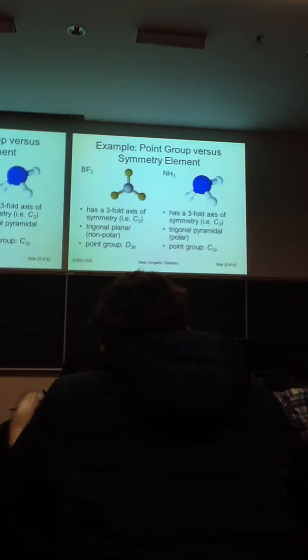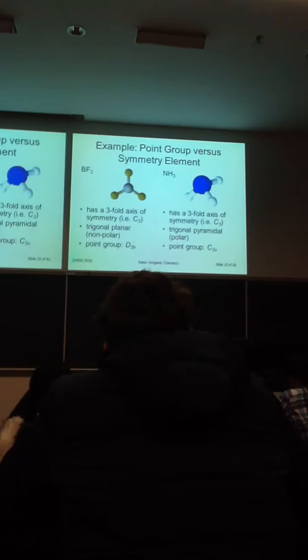We've got the boron trifluoride, the molecule I've been using over and over again as an example, against ammonia. They have some similarities in their symmetry. The boron trifluoride has a threefold axis of symmetry. It has a C3. The ammonia also has a threefold axis. It also has a C3. This is a trigonal planar molecule, which is nonpolar. The ammonia is trigonal pyramidal, and it is polar.